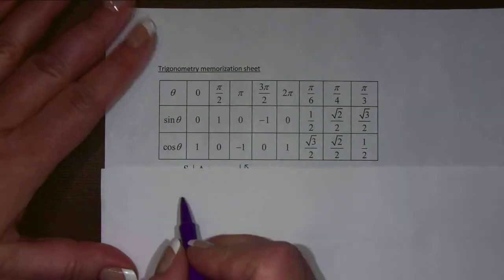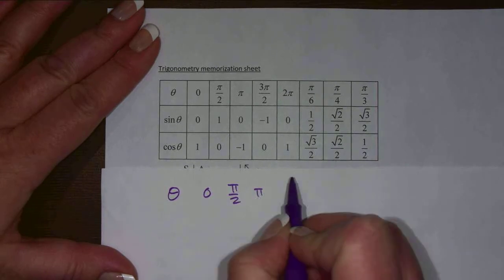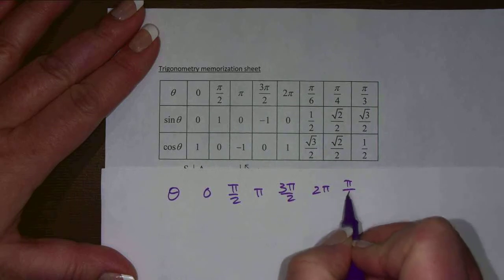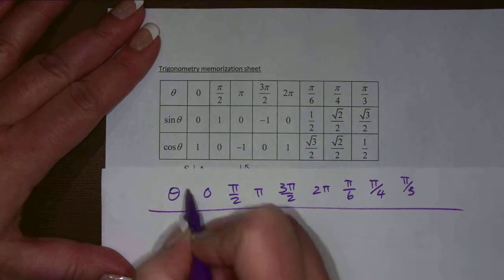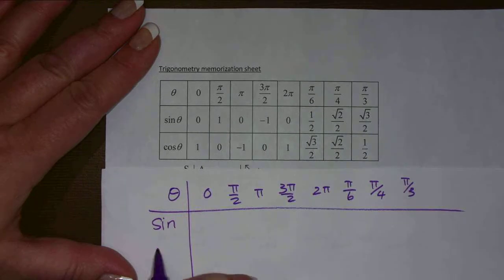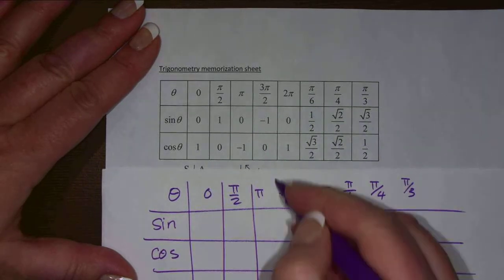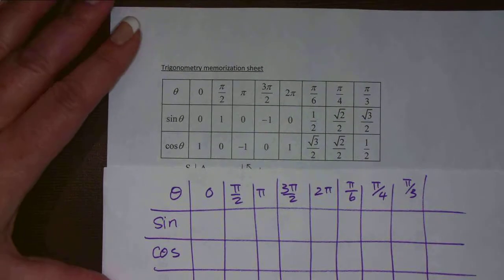To do this table, you really need to memorize the whole table, even the values across the top. I'm just going to rewrite those. You can do them in a different order than this if you want. And then you have to remember that sine comes first and then cos. You're going to watch me rather than writing, because you've got the table here.